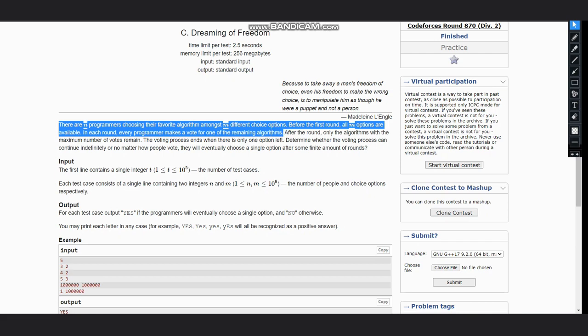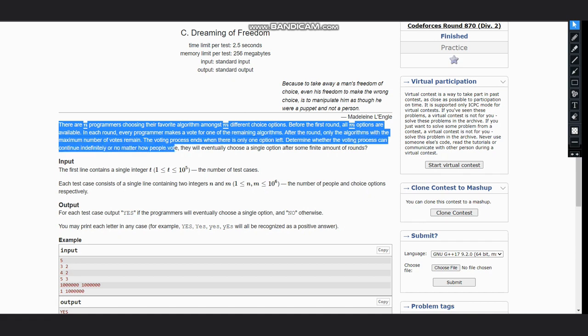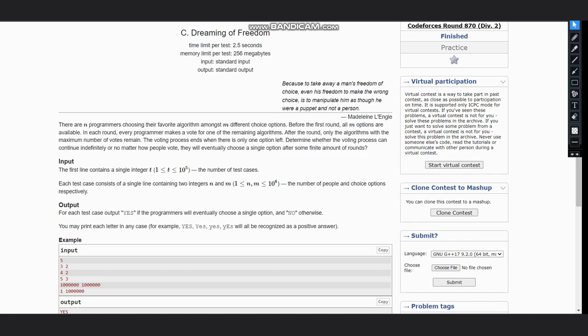After the round, only algorithms with the maximum number of votes remain. The voting process ends when there is only one option left. Determine whether the voting procedure can continue indefinitely, or whether no matter how people vote, they will eventually choose a single option after some finite number of rounds. So let's look at an example here to understand this.